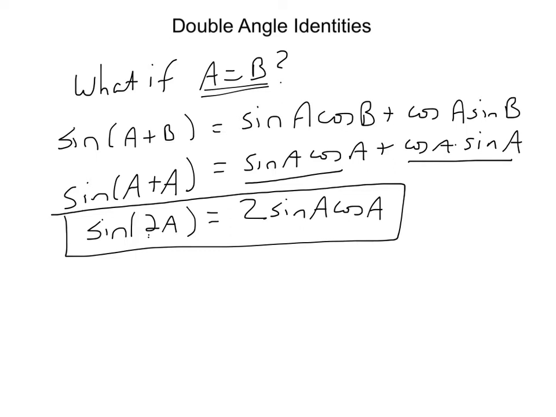Doesn't make sense to do the difference of two angles if the angles are the same, because A minus A is 0. I already know the sine is 0. So we're only looking at the sum here. All right, so there we have the double angle identity for sine. Sine of 2A is twice the sine of A times the cos of A. And yes, this is on the reference sheet for the final exam.